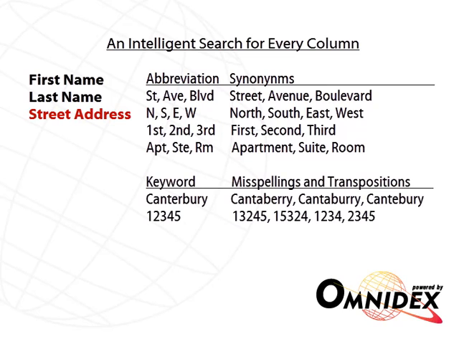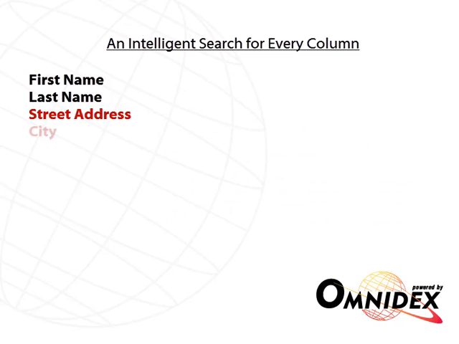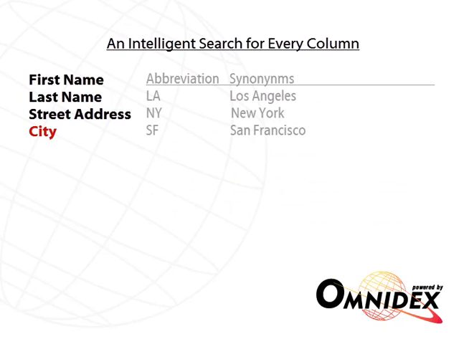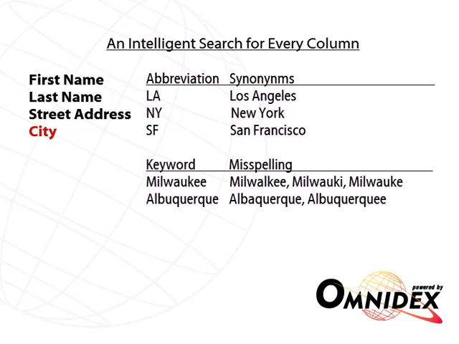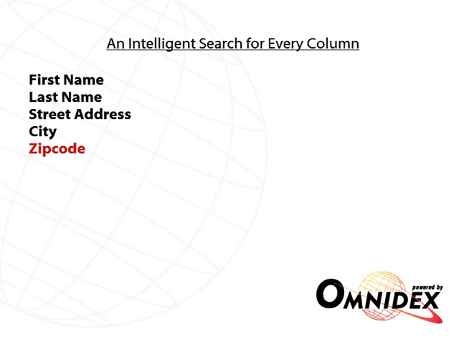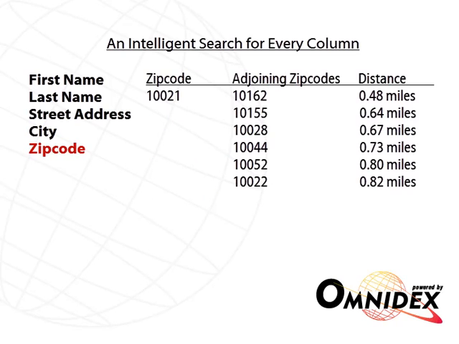They must also find misspelled street names and transposed street numbers. Cities require common abbreviations like LA or NY, and also must find misspelled cities. Zip codes require a search of adjoining zip codes within a 2 to 3 mile radius.